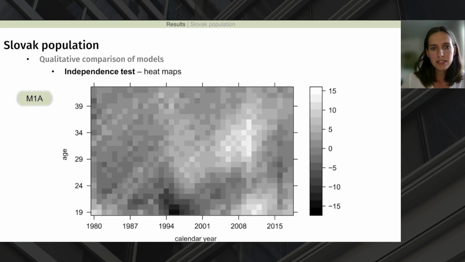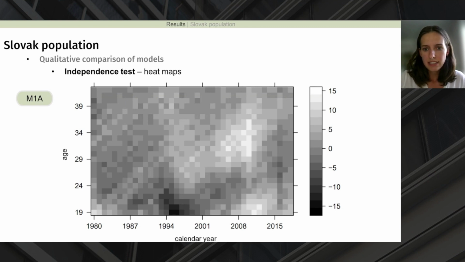To assess the independence of residuals, we used visual assessment based on heat maps. Here we can see the heat map of model M1A, where we observed significant clusters and diagonals, which can be interpreted. So we can see here a dark spot. This can be interpreted as a sharp change in the fertility process that these models fail to capture. And next, the white area can also be described as another sharp change in the fertility process that the Lee-Carter model was unable to capture.